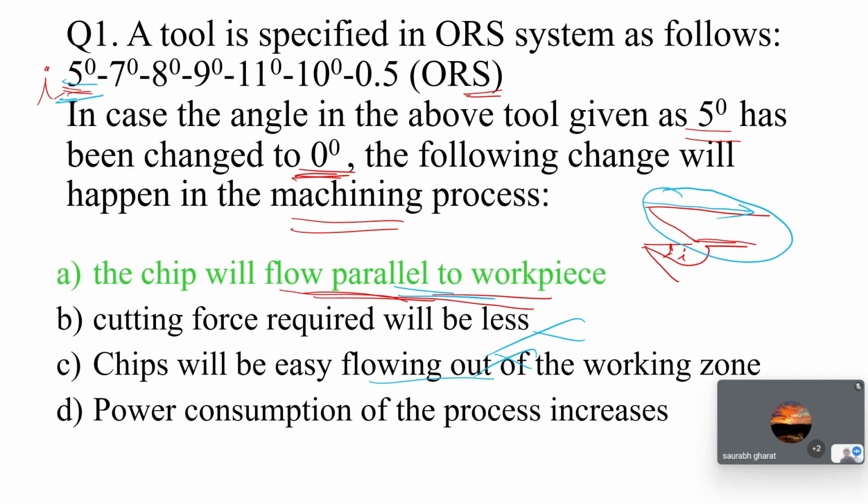Easy flow out of the working zone is not possible here. Power consumption in this process is increased? These things are not correct. Power consumption depends upon your shear angle, at which you are actually cutting, so it does not depend on the inclination angle. The main point is how the chip will flow, because the inclination angle comes where the chip is actually moving. This is the part where your actual chip is moving during the cut. So this is the only correct answer.